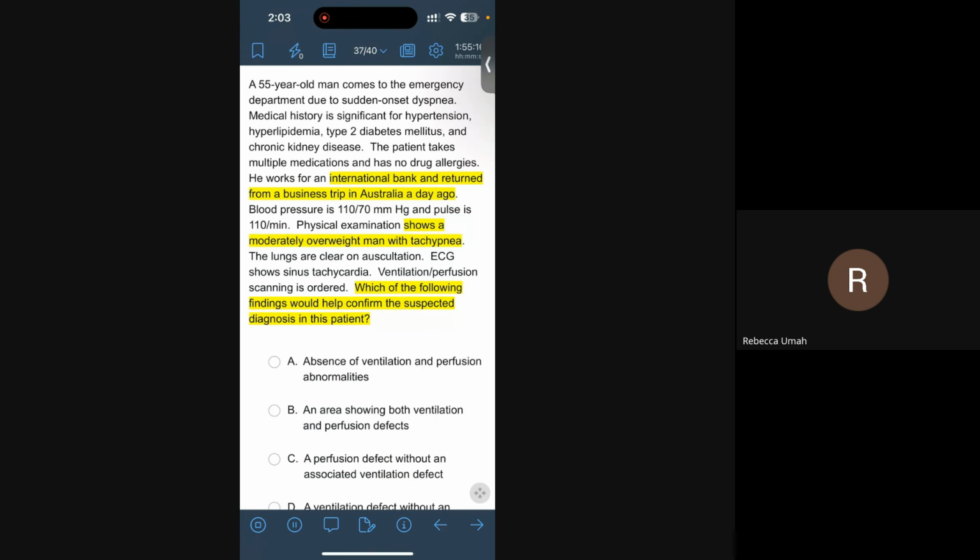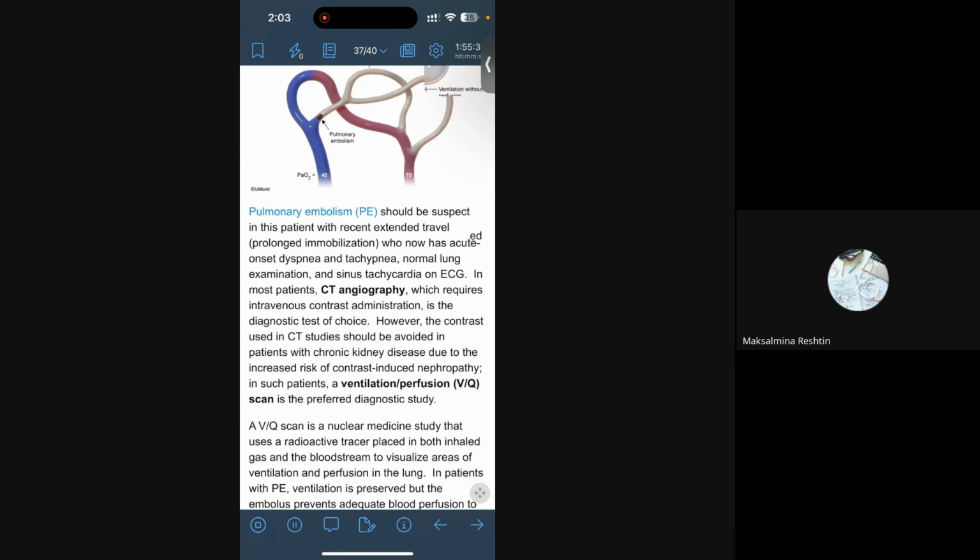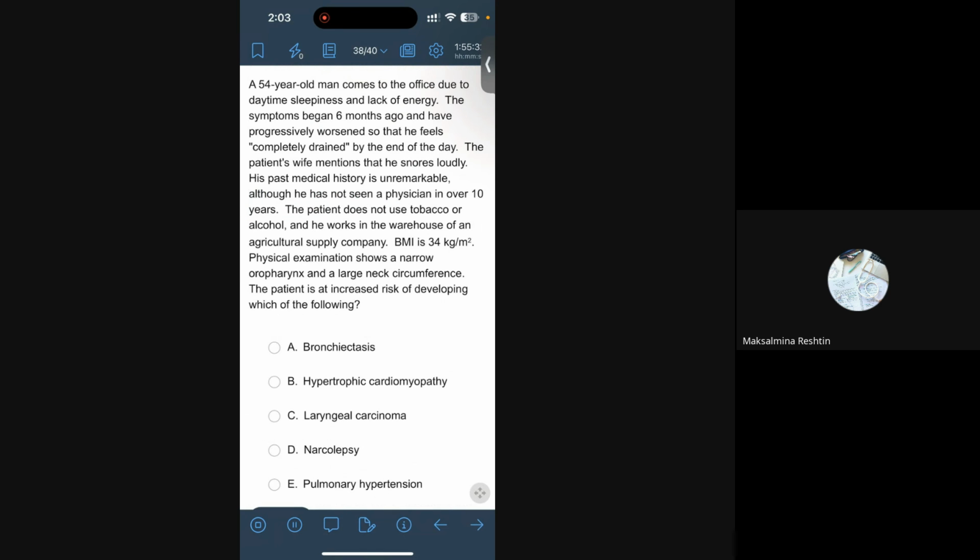So in pulmonary embolism, is ventilation affected or is perfusion affected? Perfusion. So a perfusion defect without an associated ventilation defect. Okay? Yes. This is pulmonary embolism. Okay, we are here already.